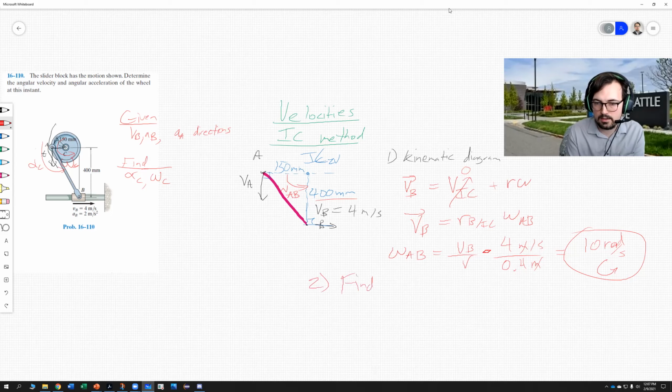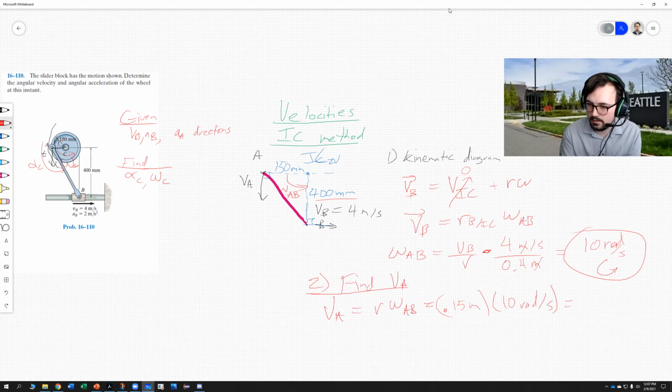To find VA, I'm going to say VA is just R times omega AB. In this case, R is that 150, so I'll make that 0.15 meters times 10 rads per second, which is going to make this 1.5 meters per second. And we know that it's acting vertically straight down.